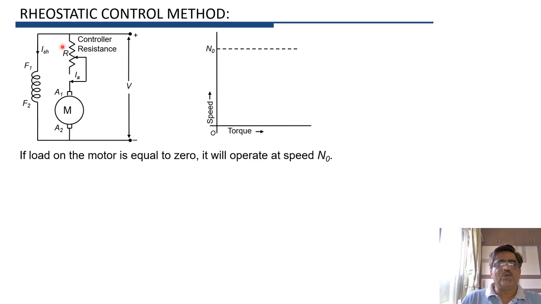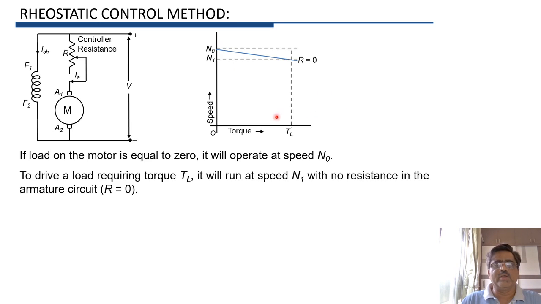Now if the value of external resistance R is 0 and if load on the motor is increased, what will happen? So as load increases, the speed decreases and the characteristic is drooping. So if the load torque is TL, and with this characteristic of motor, when controller resistance is equal to 0, the motor will run at speed n1.